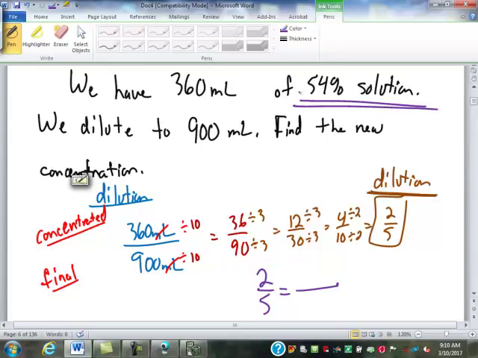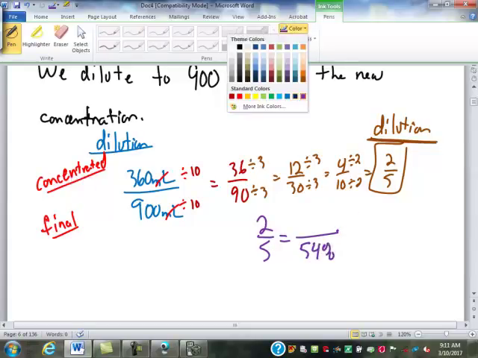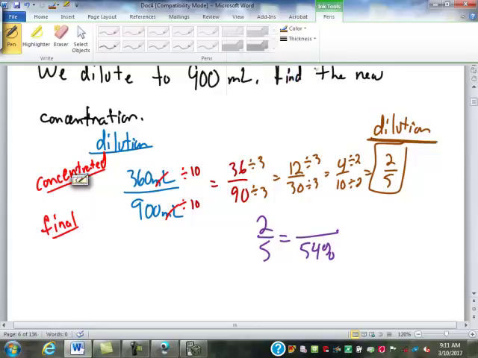Well, that is the before. That has to go on bottom. Very good. Now, the other way to remember that is after we dilute it, that concentration is going to get smaller, so the new number is going to be smaller. So this has to go with the larger number in the dilution. So the 54% has to go down here. And we will cross multiply and divide.